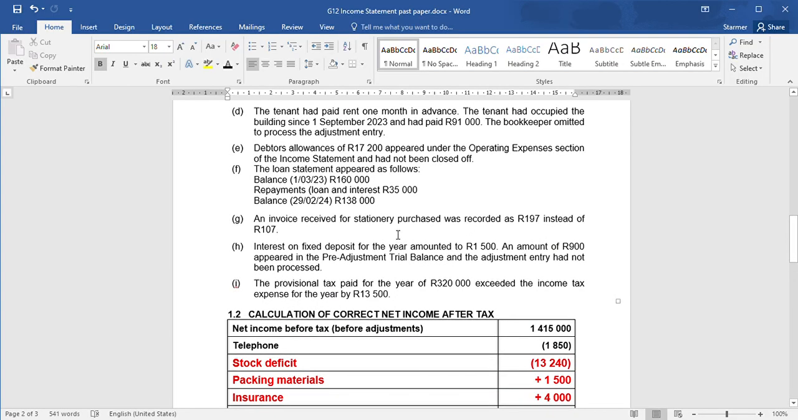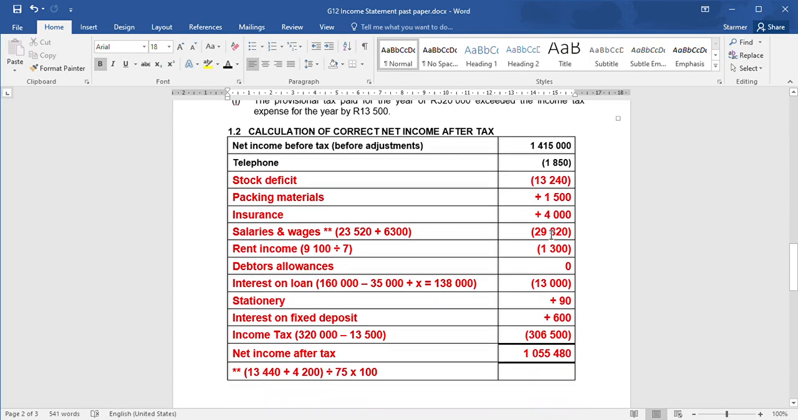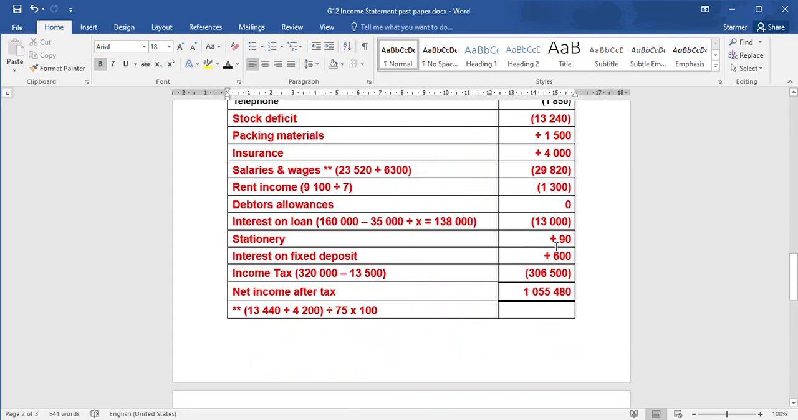Right, then the next one, an invoice received for stationery purchased was recorded as 197 instead of 107. So our expense was 90 Rand too much here that we recorded, so you need to add back to get your net profit.